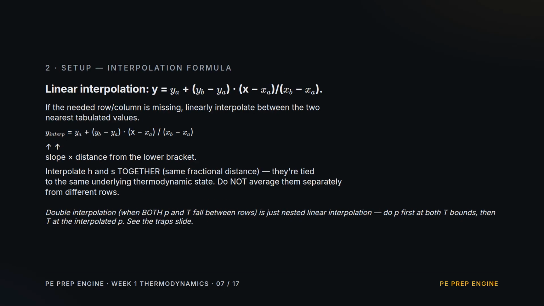Interpolation. If the row you need isn't tabulated, linearly interpolate between the two nearest values. YA plus the slope times the distance from the lower bracket. 2 rules. 1. Interpolate enthalpy and entropy together at the same fractional distance, since they share one state. Don't pull H and S from different rows. 2. For double interpolation, when both P and T fall between rows, nest the one-dimensional interpolations, P first at both T bounds, then T at the intermediate P.